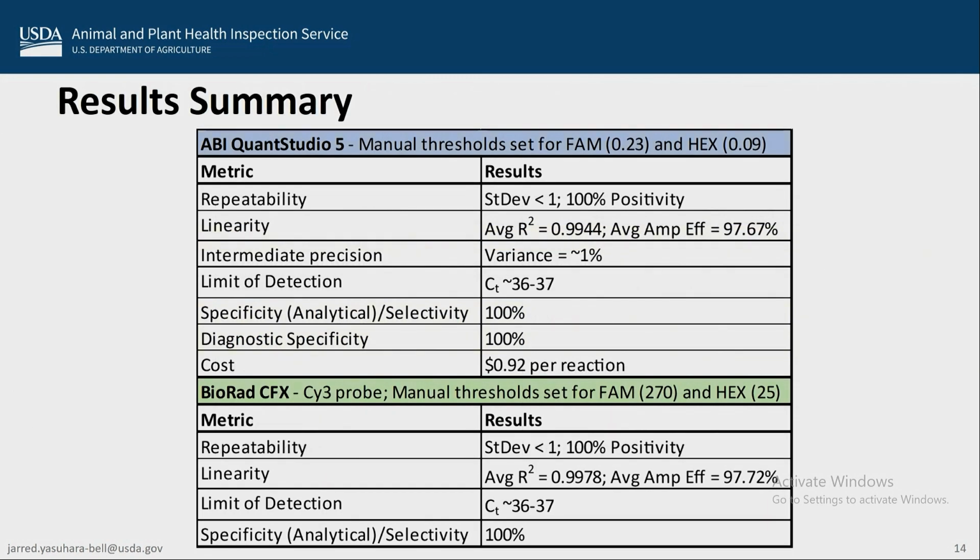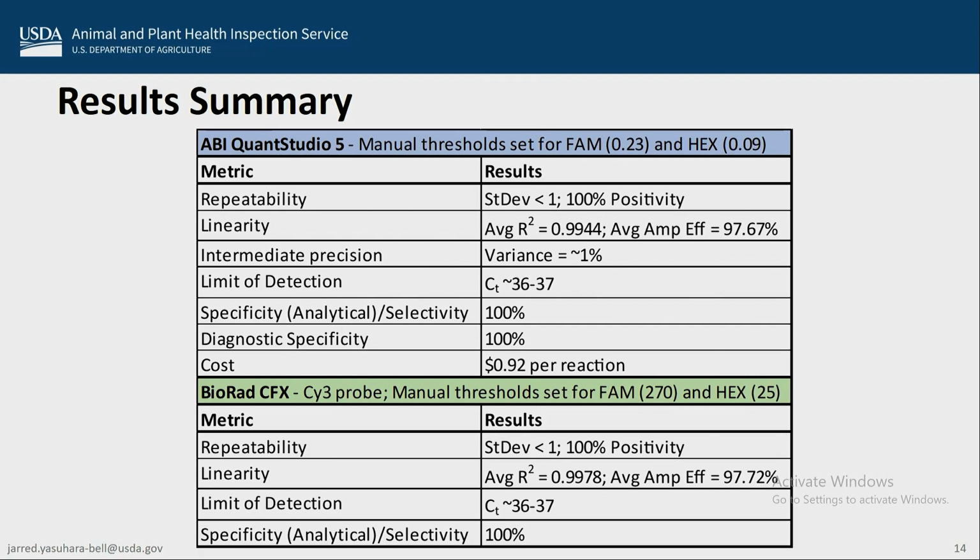So just to summarize everything, I duplexed the IMP assay with the 18S, and then I validated it in both the ABI Quant Studio 5 as well as the Biorad CFX. The assay performed well for all validation metrics that were tested, and it showed 100% specificity for Mali. The data produced for the Quant Studio 5 was very similar to that for the Biorad CFX, and the data for the IMP assay was very similar to that produced by our universal screening assay with the 23S.